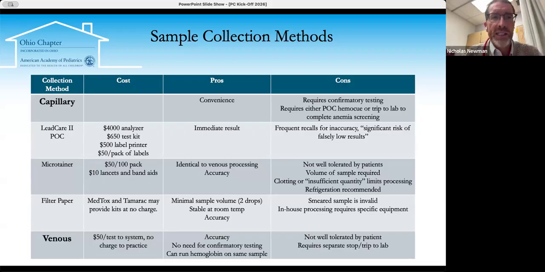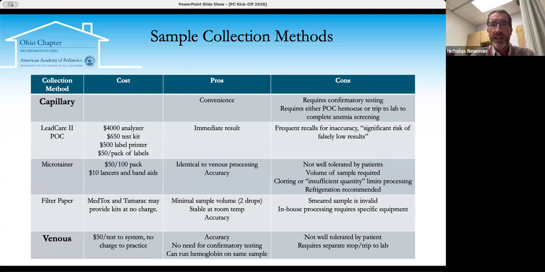We tried that in my old practice back in Michigan. It was a challenge. It was really a challenge. The filter paper testing is nice because, well, we're not endorsing any of these companies. There are commercial services that do this. Some of the local children's hospitals and other labs are also doing this.